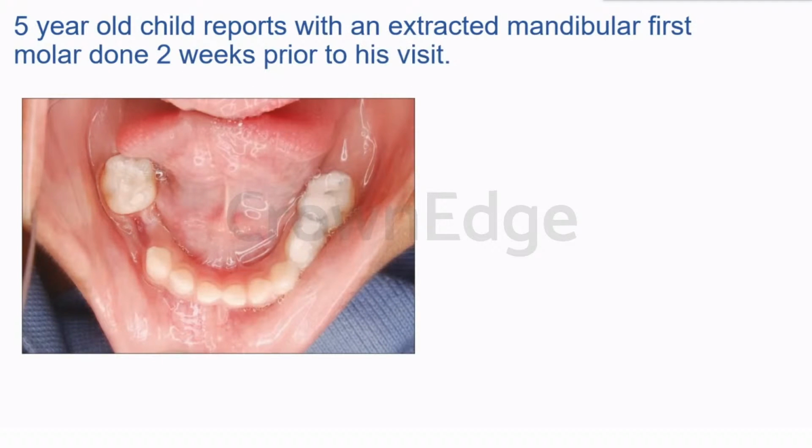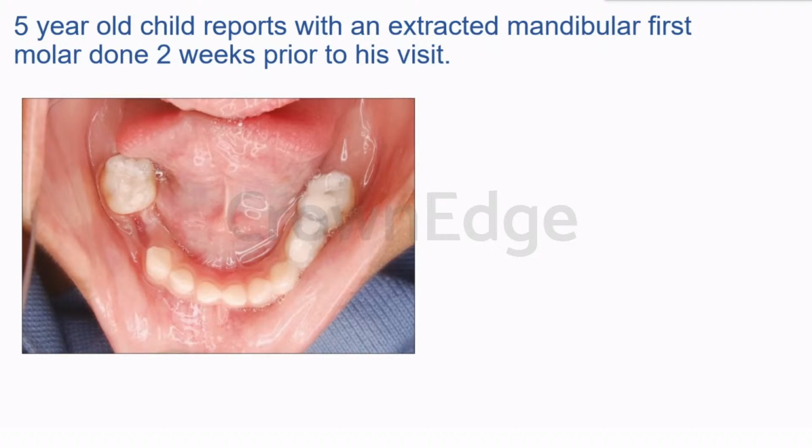So let's go back to our picture. As you can see in this picture, there is loss of 8-4, and the child has had this done 2 weeks back. So 8-4 was extracted around 2 weeks back. What can be done to prevent this space loss? If you are leaving it untreated, what is going to happen? For which you need to know the consequences that can happen for an individual tooth loss.